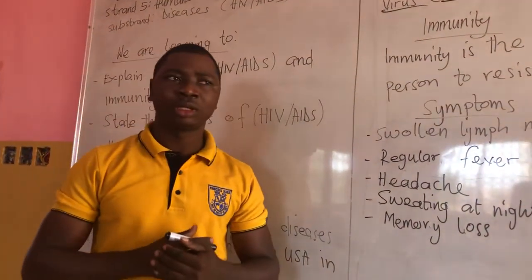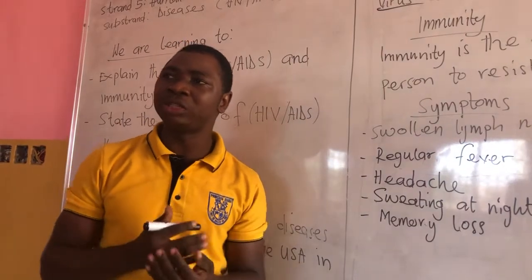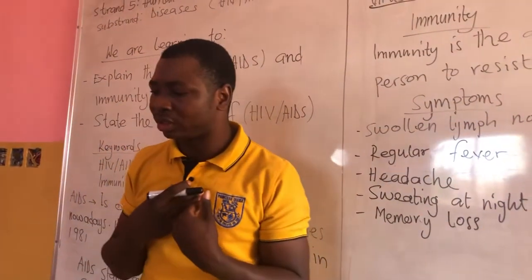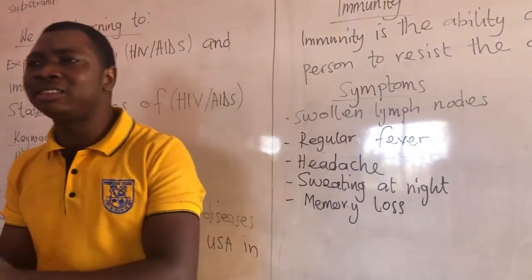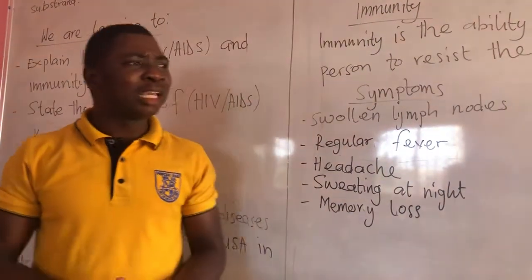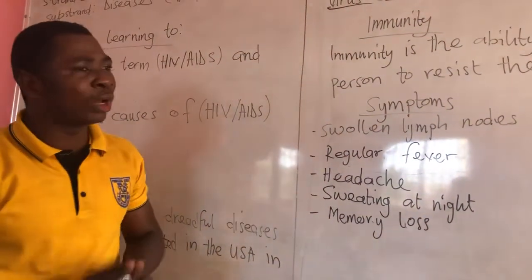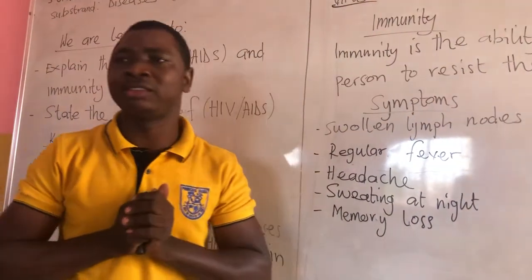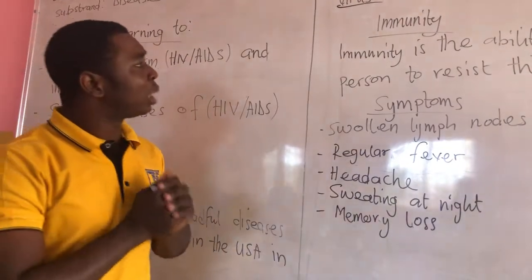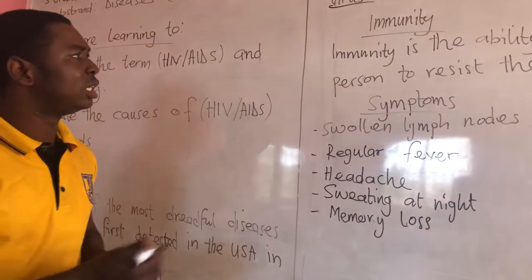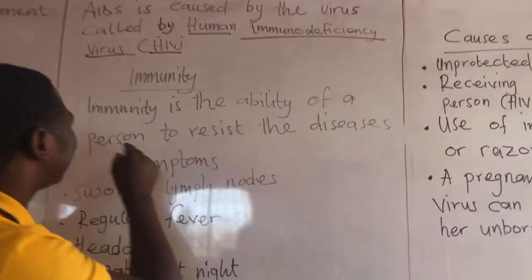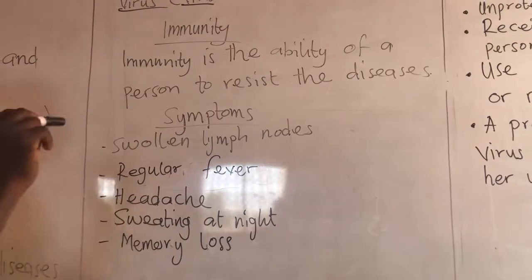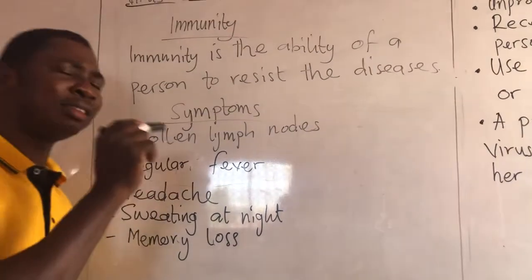Every human being has an immune system. The immune system protects against any disease that may enter into your body, so the immune fights against any disease. But if the immune is affected, that is where a disease can enter and fight against you, or you get the disease easily. So what is immunity? Immunity is the ability of a person to resist diseases.